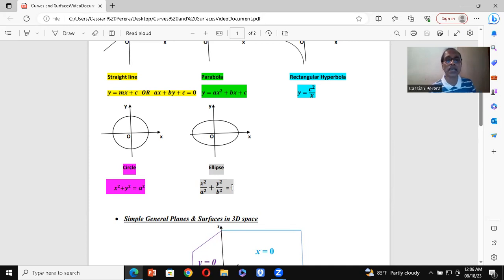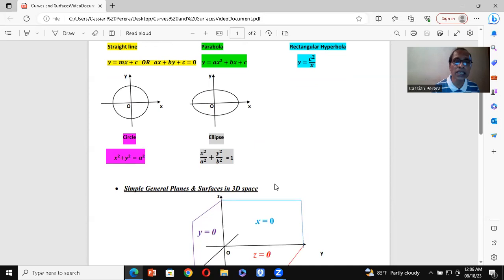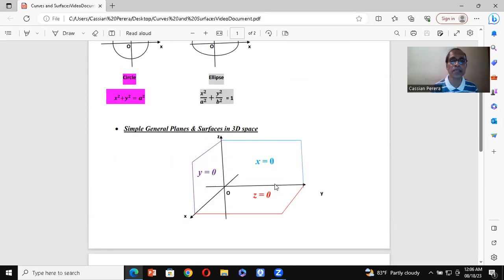Now, those are the simple curves. Simple curves very related to our studies. Now let's see surfaces and planes.